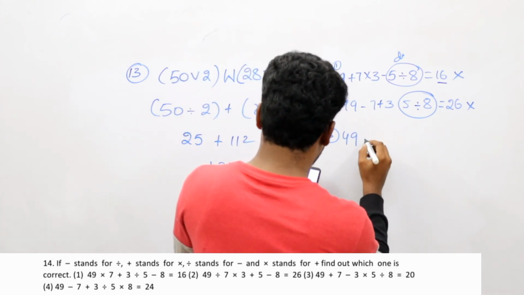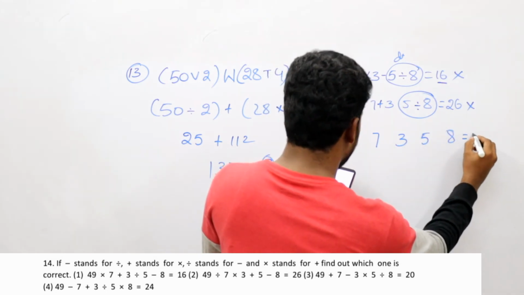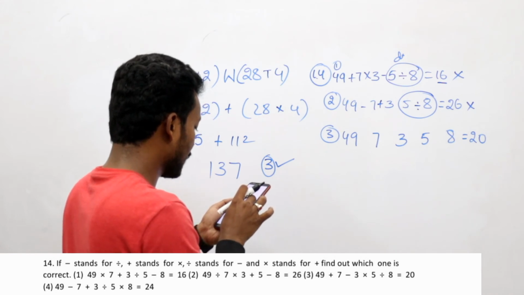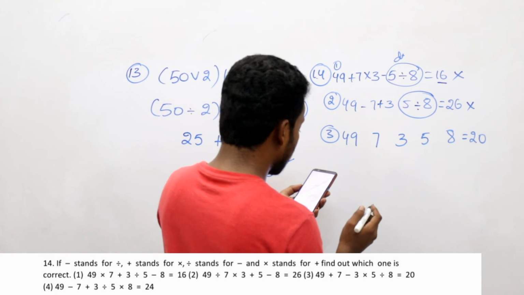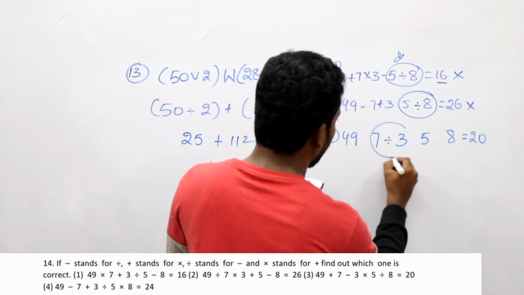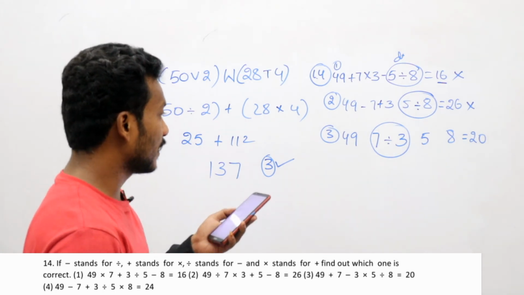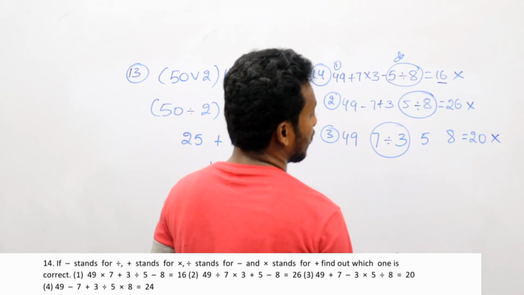That is 49, 7, 3, 5, 8 is equal to 20. Okay, for the first time we are getting a plus. First, minus stands for division. Look there: 7 divided by 3. In the question it is 7 minus 3, and minus stands for division. 7 divided by 3 gives a decimal value. That's why this is also a wrong one.